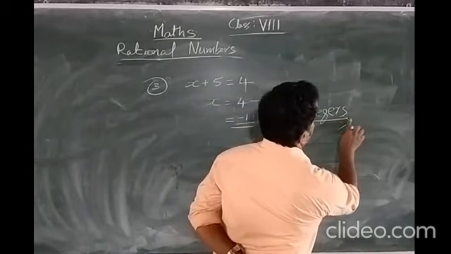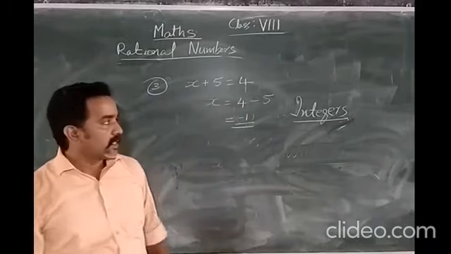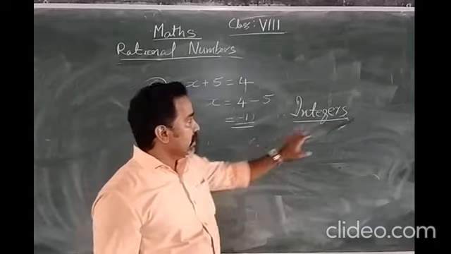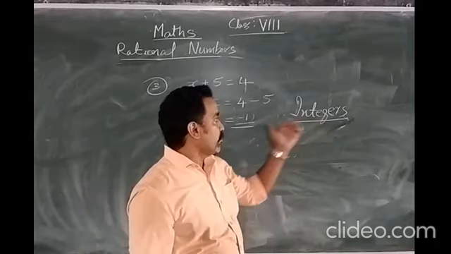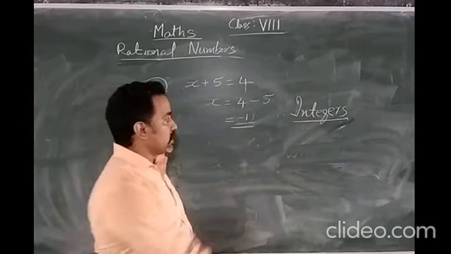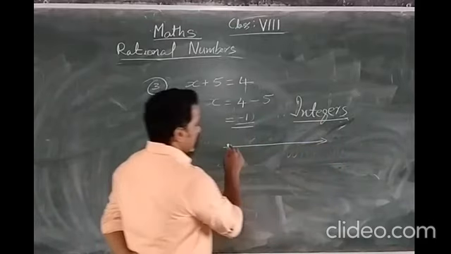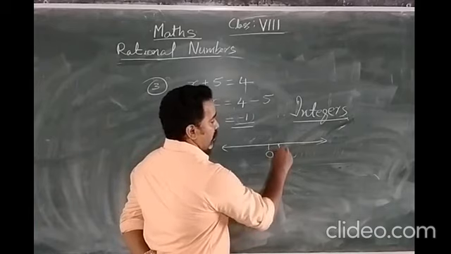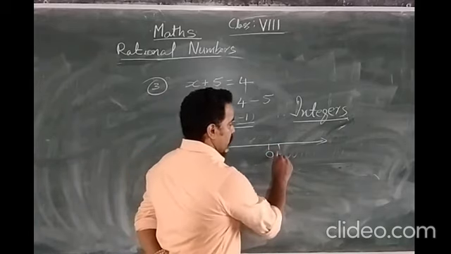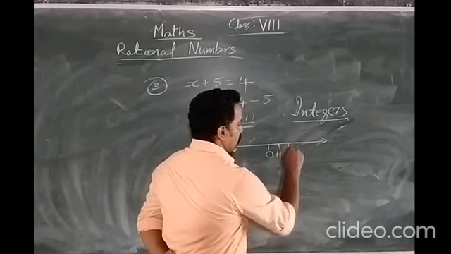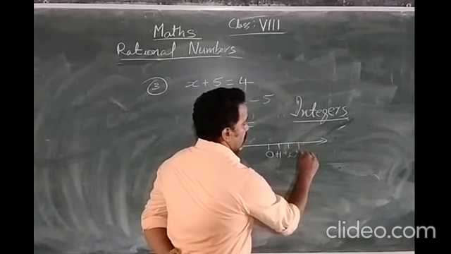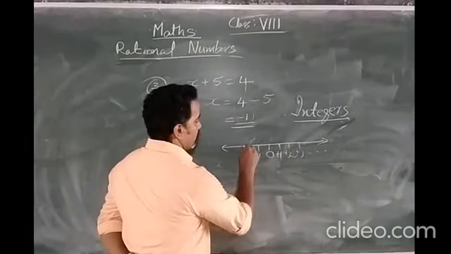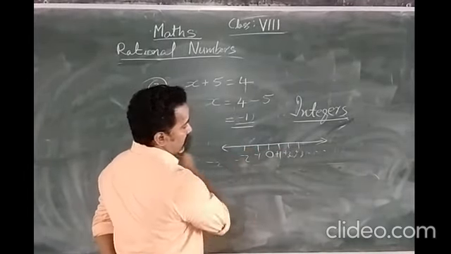What is it? Integers. Integers is the next set of numbers. That means along with whole numbers, if you are adding the negative numbers, so if you are drawing the number line, it will be like this. In the middle, there will be 0, and towards right, the positive numbers, positive integers plus 1, plus 2, plus 3, etc. And towards left, it is negative 1, negative 2, etc.